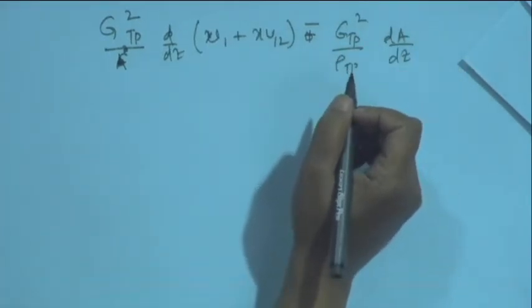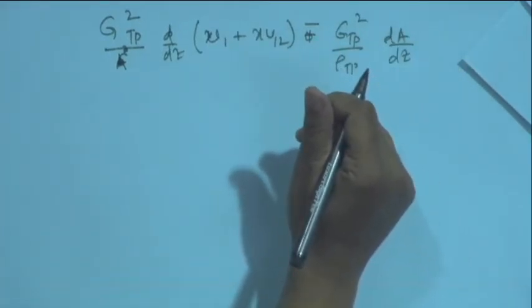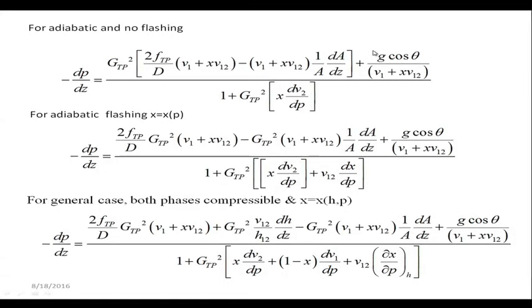So, we can write it down in this particular form, where, and we have written it down here, where we find that there is, when we consider adiabatic and there is no flashing. So, in that case what happens? This is the frictional pressure gradient, this is the acceleration pressure gradient.